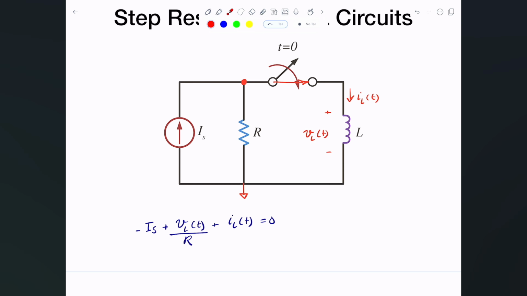Because I'm interested in figuring out IL or V of L, I can either substitute this by its equivalent in V of L or in terms of I of L. I'll replace V of L in terms of I of L, because I want to start by finding I of L. As a quick reminder, V of L of t is simply L times dIL of t divided by dt. Based on the passive sign convention, we should use a positive sign here, which I will.